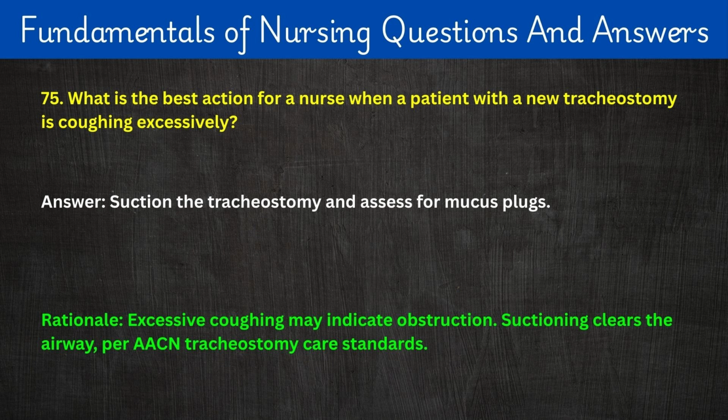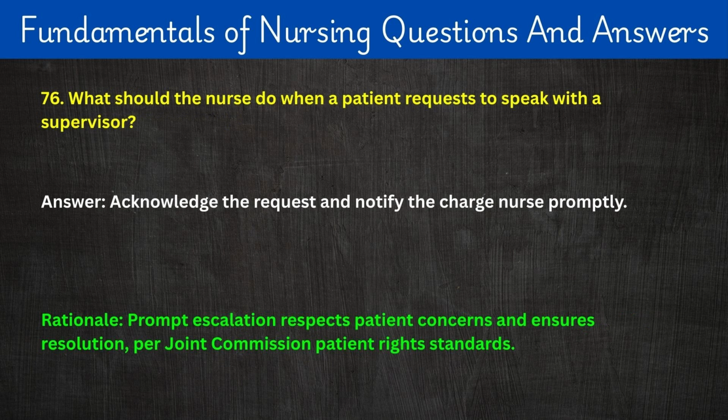75. What is the best action for a nurse when a patient with a new tracheostomy is coughing excessively? Answer: suction the tracheostomy and assess for mucus plugs. Rationale: excessive coughing may indicate obstruction. Suctioning clears the airway per ACN tracheostomy care standards.